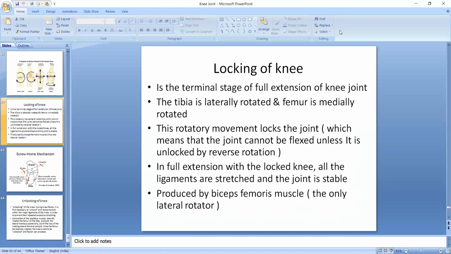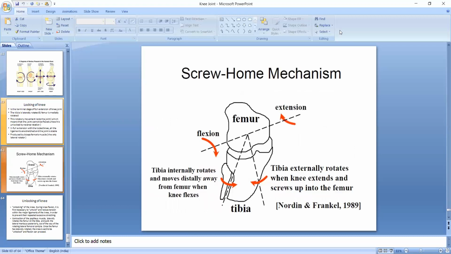Locking of the knee: in the terminal stage of full extension of the knee joint, the tibia is laterally rotated and the femur is medially rotated. This rotatory movement locks the joint, which means the joint cannot be flexed unless it is unlocked by reverse rotation. In full extension with the locked knee, all the ligaments are stretched and the joint is stable. It is produced by the biceps femoris muscle, the only lateral rotator. We can see the screw home mechanism here.